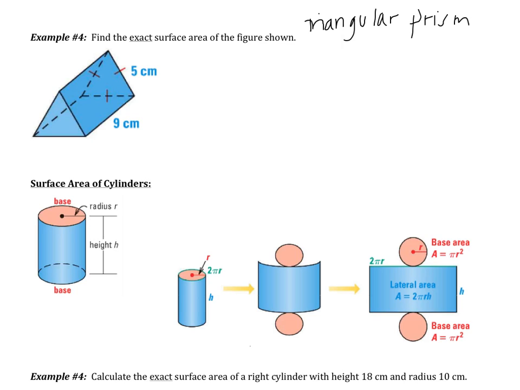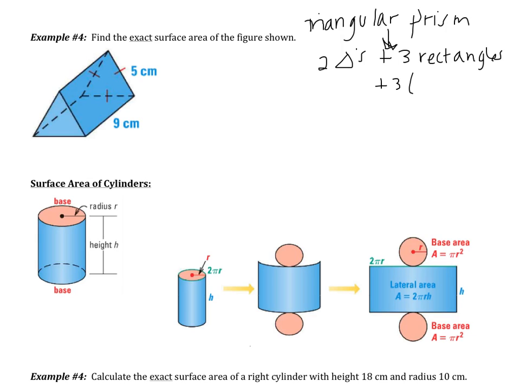Okay, so in order to find the surface area, I have the 2 triangles, and I'm adding the 3 rectangles. The rectangles are the lateral faces. Now, the rectangles, those are going to be the easiest to find, so let's start with that.